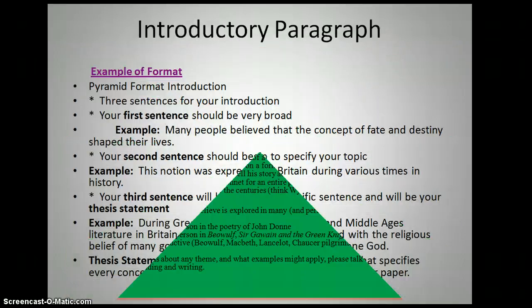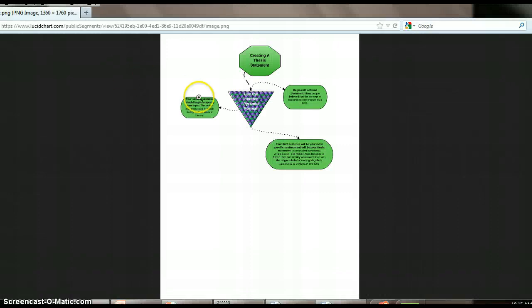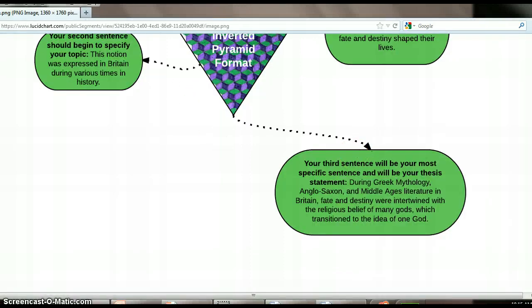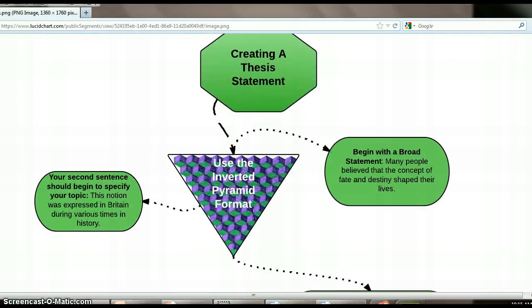Okay? Now, last thing. The introductory paragraph. We are going to do what's known as the pyramid format introduction. And you can go back through this, and it will give you exactly what you need to do in the introduction, and how to create a thesis statement.